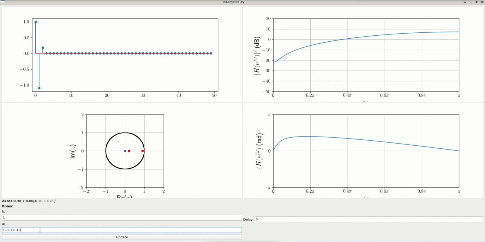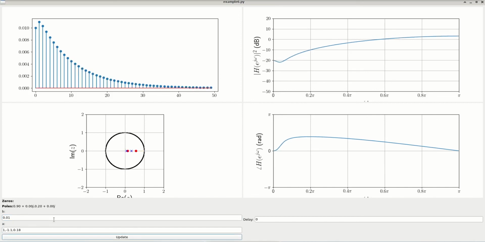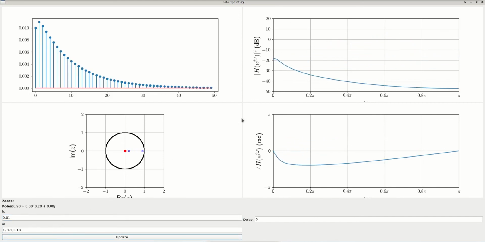Okay, 1 minus 0.1, 0.18, and this I will make... okay. So yeah, you see that this little tiny blip is there, right? So that blip was there even in the other. They add up to 0. That is exactly what is happening.